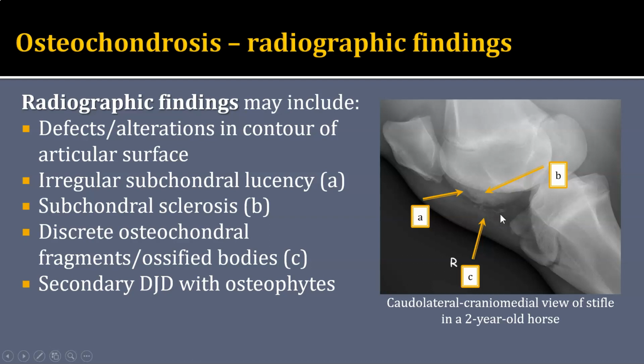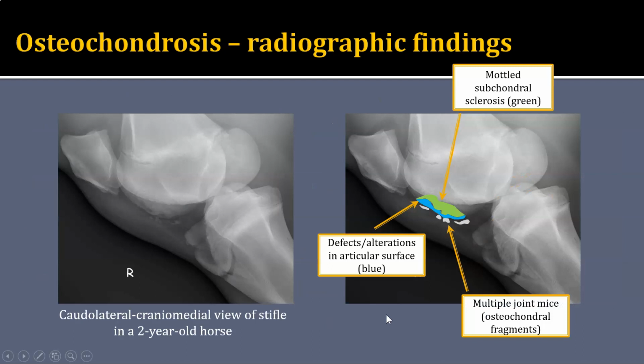Another term that we used earlier that was non-specific was joint mouse. So this patient has several of these joint mice or discrete osteochondral fragments. And then depending upon the joint, oftentimes they will develop secondary degenerative joint disease. So you can look for the osteophyte production that we saw in our presentation on degenerative joint disease. This is the same patient, that same slide without the labeling on it, and then with some shading so that you can see the findings that we just talked about.